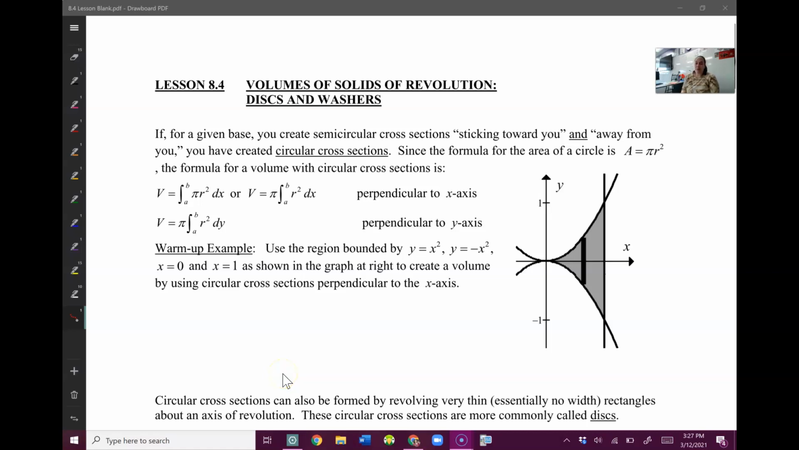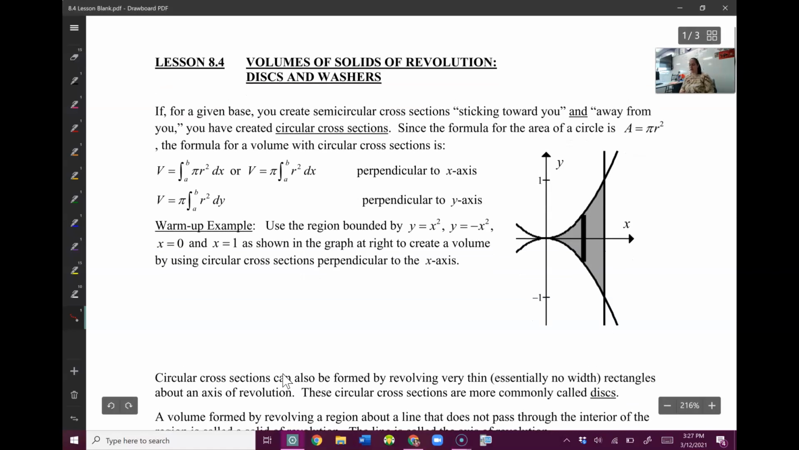Welcome to lesson 8.4, last lesson of the book. Okay, we are going to talk about volumes of solids of revolution this time.